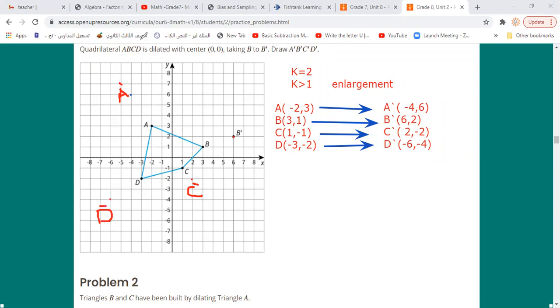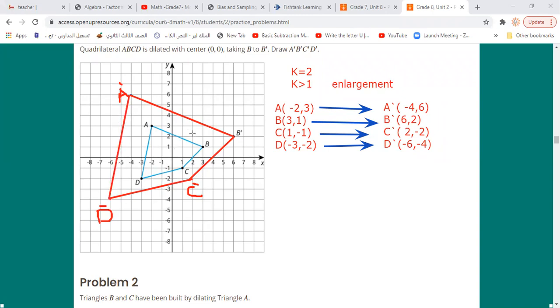What do we have to do now? Connect the points. Okay, so I'm going to connect between A and B, and then B and C, and then C and D, and then A and D.